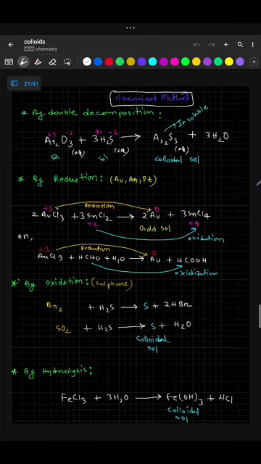We're going to basically study four types of chemical method, and the first type is double decomposition, second one is reduction, third one is oxidation, and the fourth one is hydrolysis. I hope you're familiar with these terms. If you're not, there's nothing to worry about. I'll be talking about them briefly.